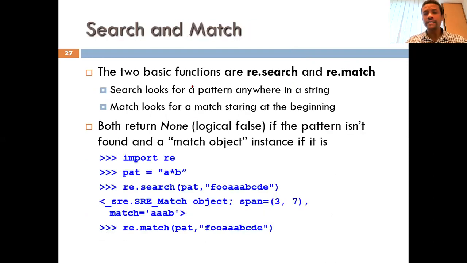So for instance, as I said earlier, the two basic kinds of searching that we have are re.search and re.match. The difference is if you use search, it looks for a pattern anywhere in the string. And if you do a match, it looks for it starting from the beginning. So most of the time, the match will fail. It always wants to start with it. A search is going to look for it anywhere. So this is what we have seen earlier.